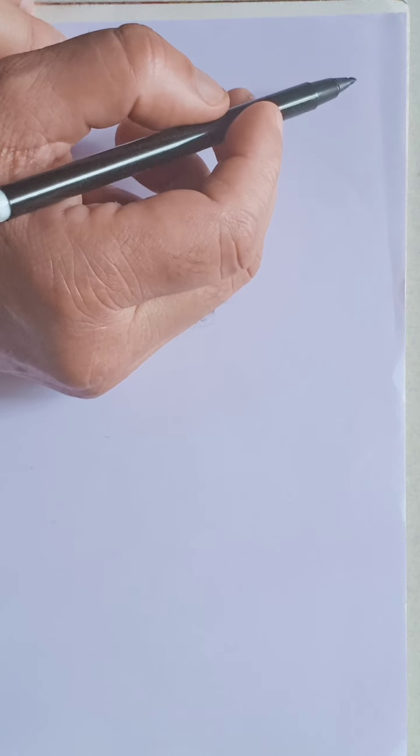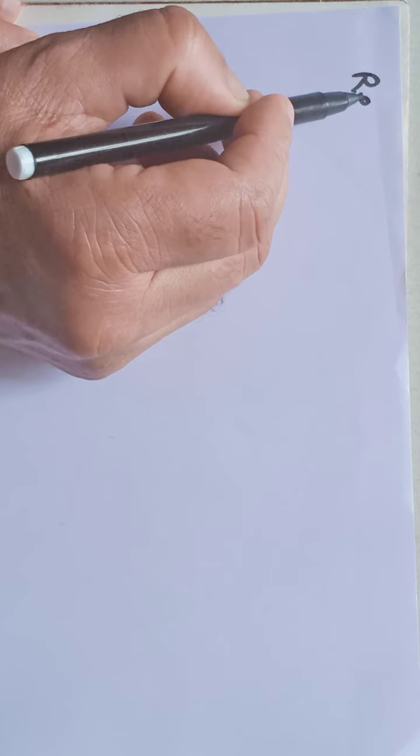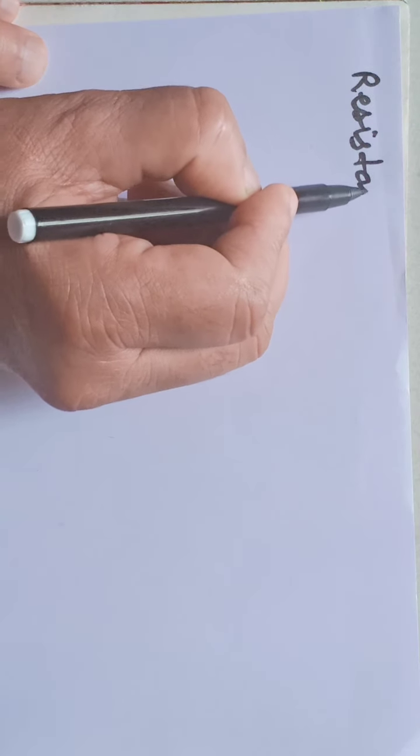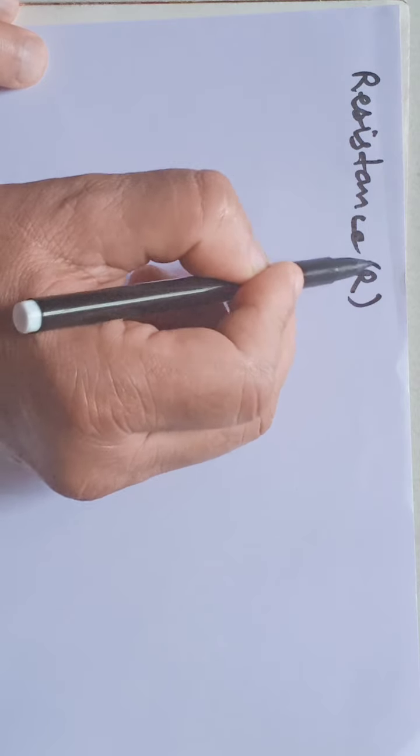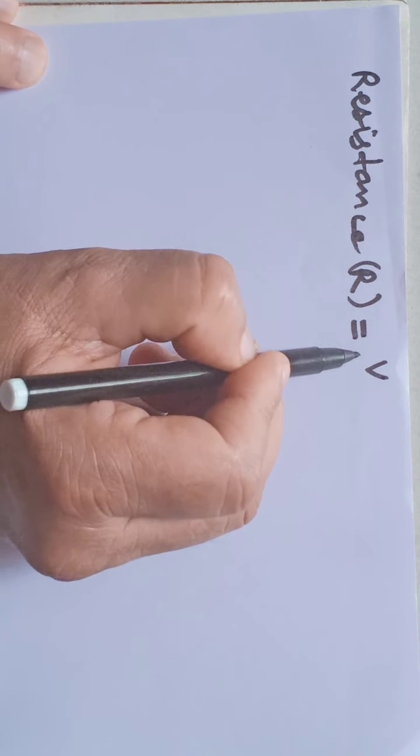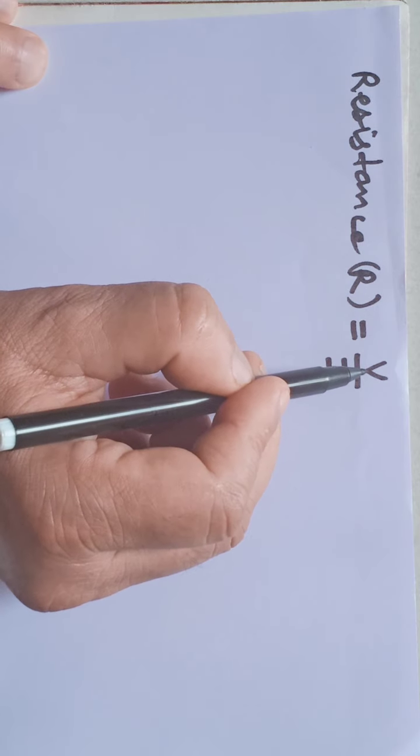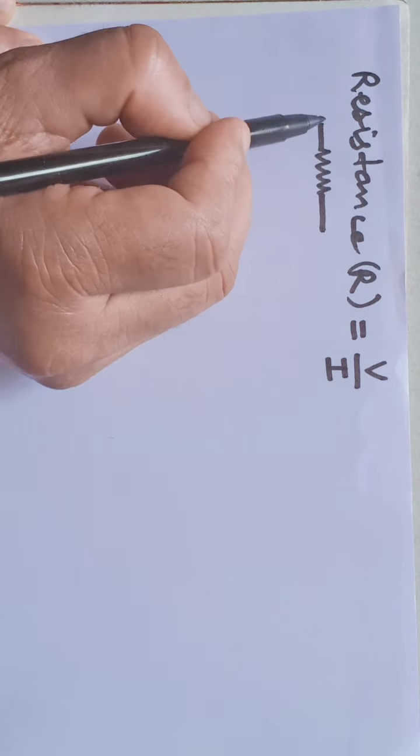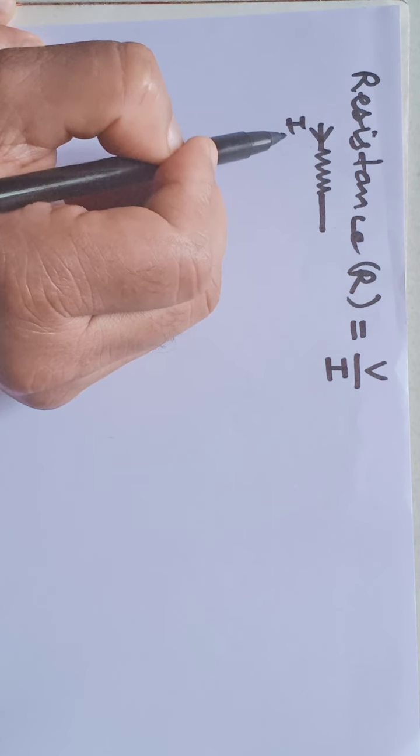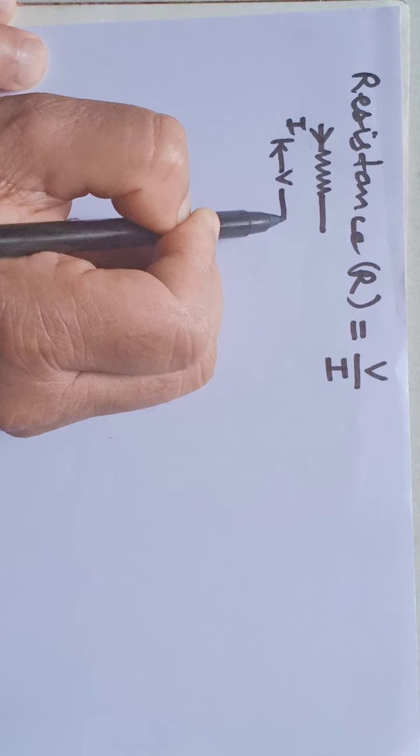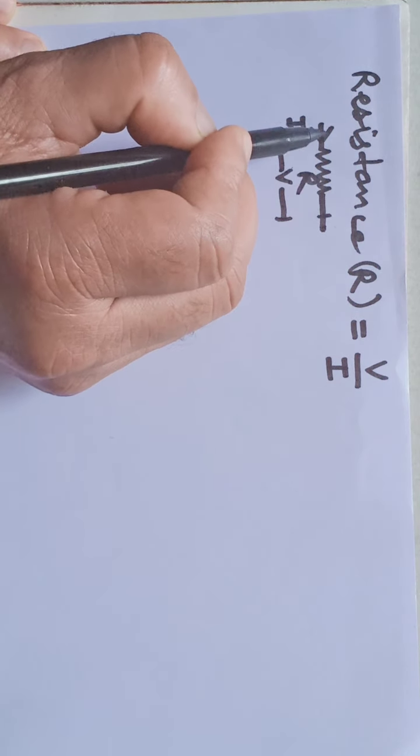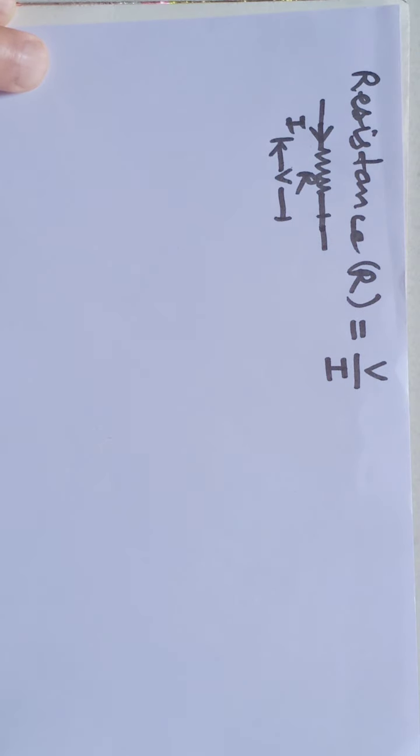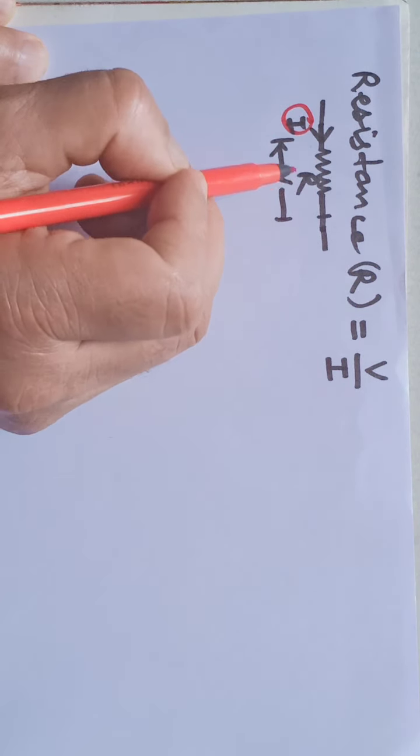Dear students, let us summarize some concepts. First, let us talk about resistance, the electrical resistance of a conductor. This electrical resistance is the ratio of potential difference applied across it to the current flowing through it. Let the potential difference applied be V across the resistance and the current flowing through it be I. Then the ratio V to I is R.